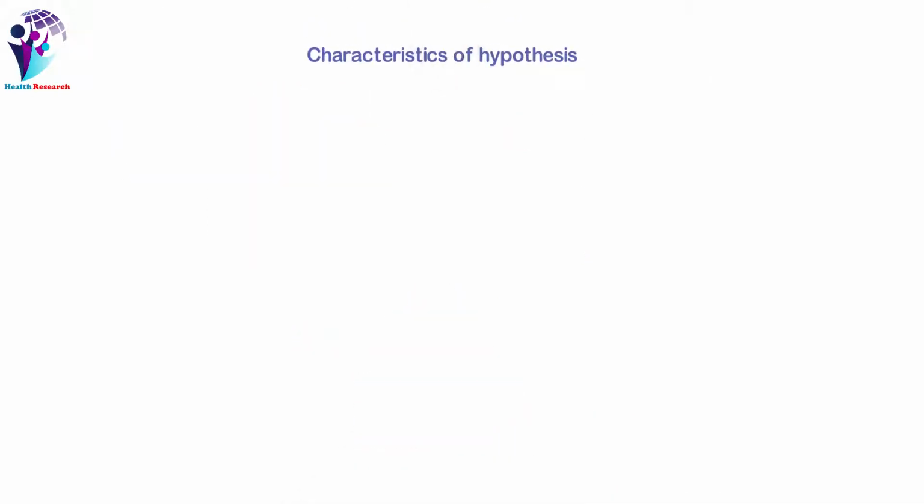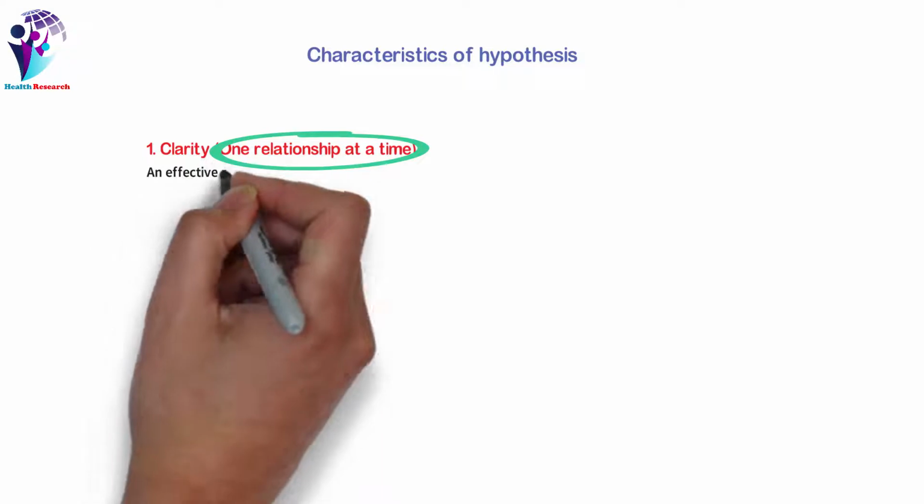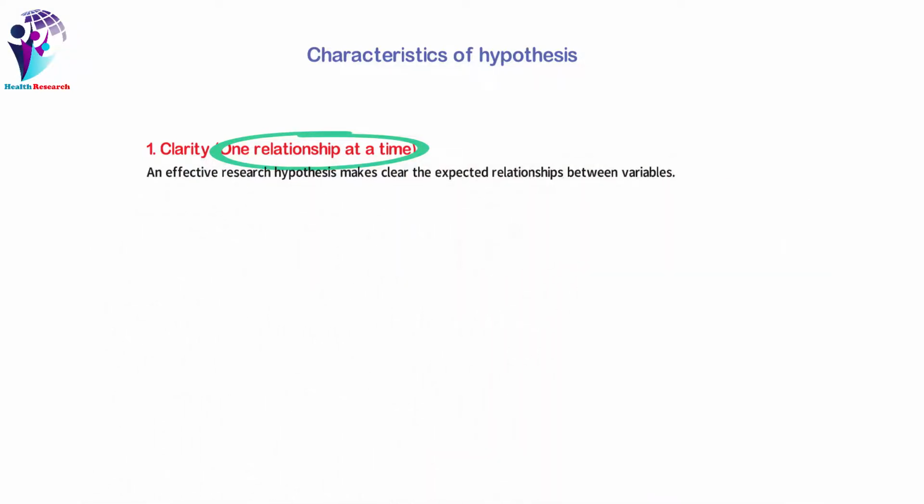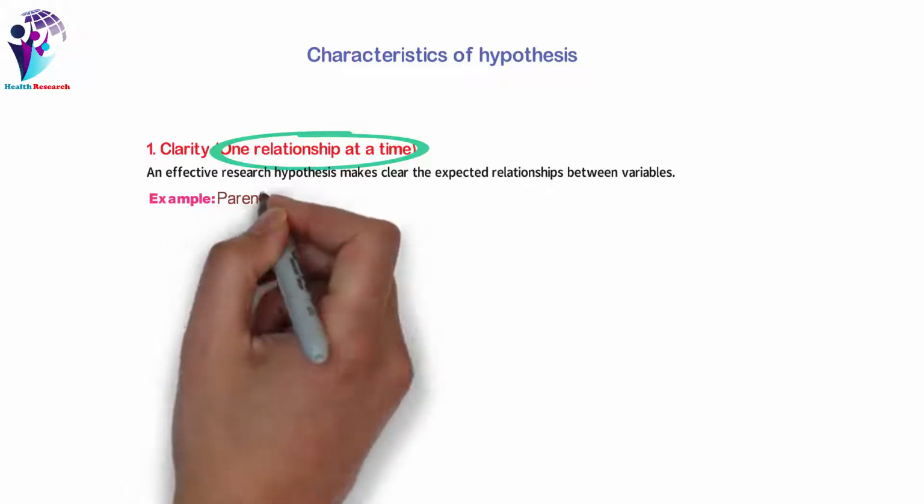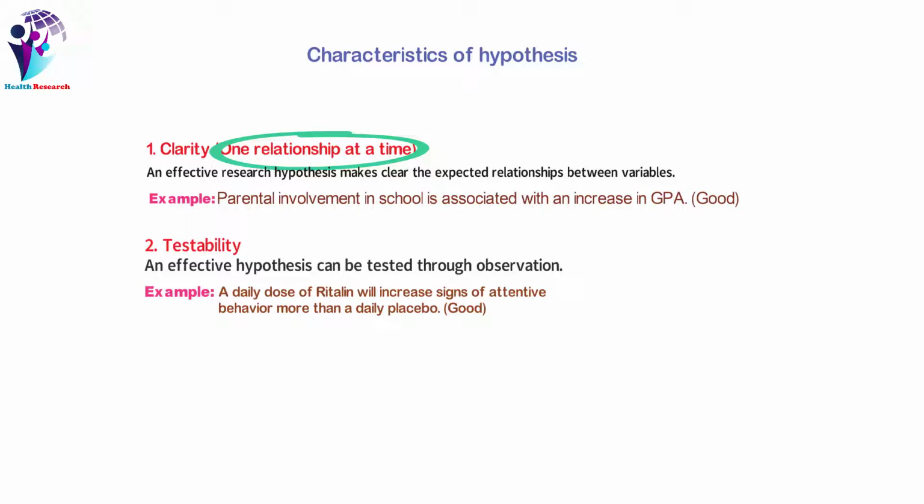Now we will take a look at the characteristics of a hypothesis. Clarity. An effective research hypothesis makes clear the expected relationships between variables. For example, parental involvement in school is associated with an increase in GPA. Testability. An effective hypothesis can be tested through observation. For example, a daily dose of Ritalin will increase signs of attentive behavior more than a daily placebo.